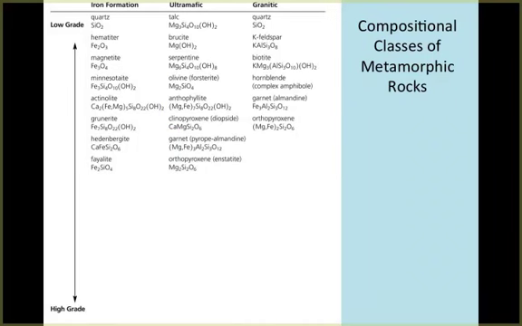In a granitic protolith, those minerals should look very familiar: quartz, K-spar, biotite, hornblende. And then at higher grades of metamorphism, you're going to see orthopyroxene and garnet forming from the iron and magnesium in the biotite and the hornblende.